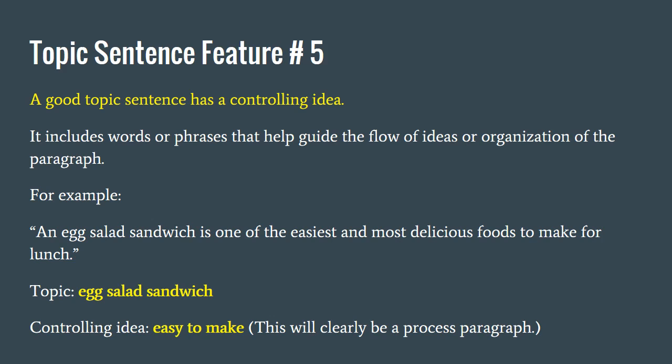Topic sentence feature number 5. A good topic sentence has a controlling idea. It includes words or phrases that help guide the flow of ideas or organization of the paragraph. For example, an egg salad sandwich is one of the easiest and most delicious foods to make for lunch. The topic here is an egg salad sandwich, and the idea that controls that topic is that it's easy to make. So in the previous slide, when we talked about green tea has many health benefits, the controlling idea there was has many health benefits, and the topic was green tea.